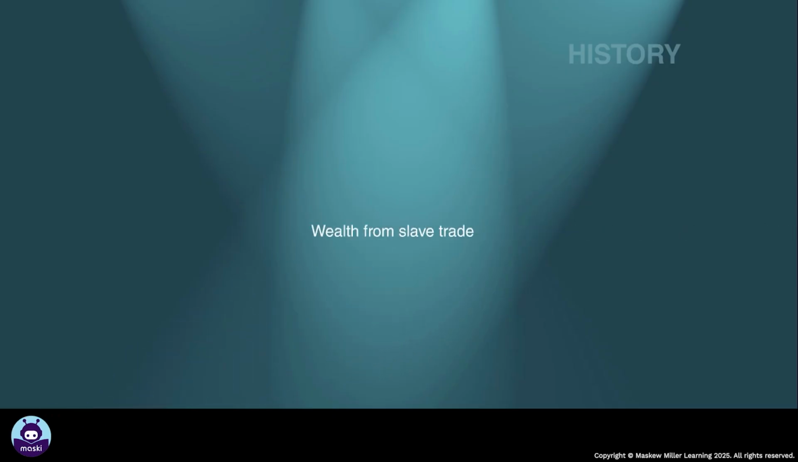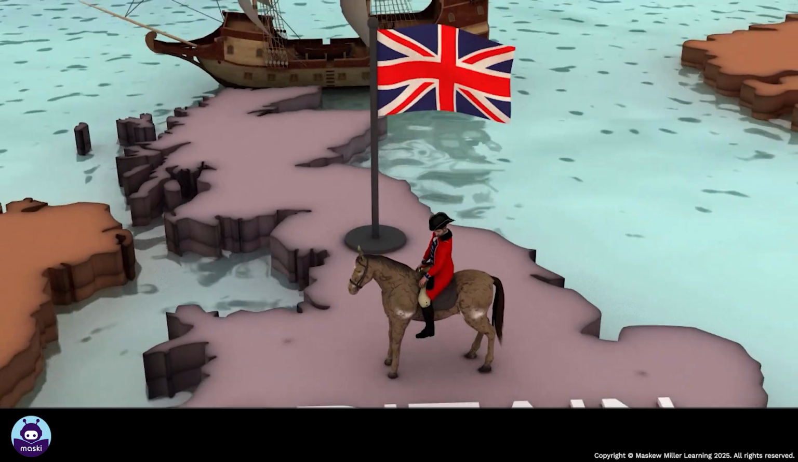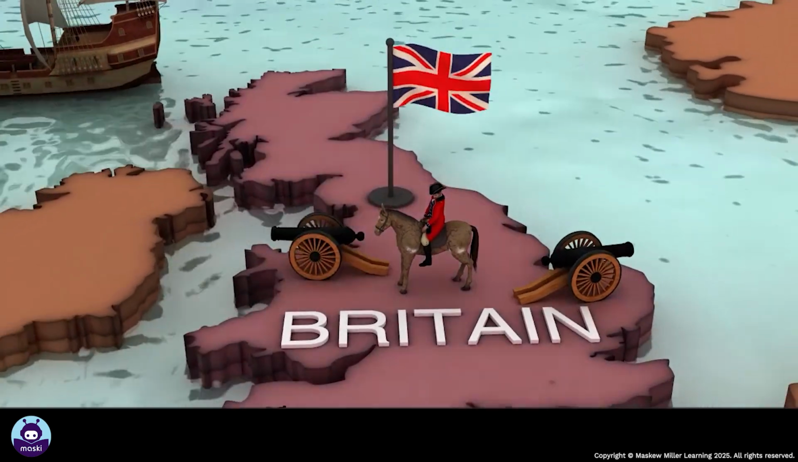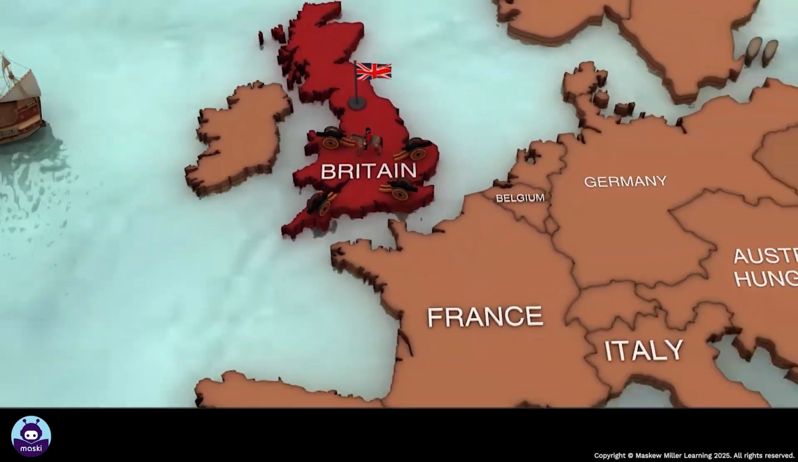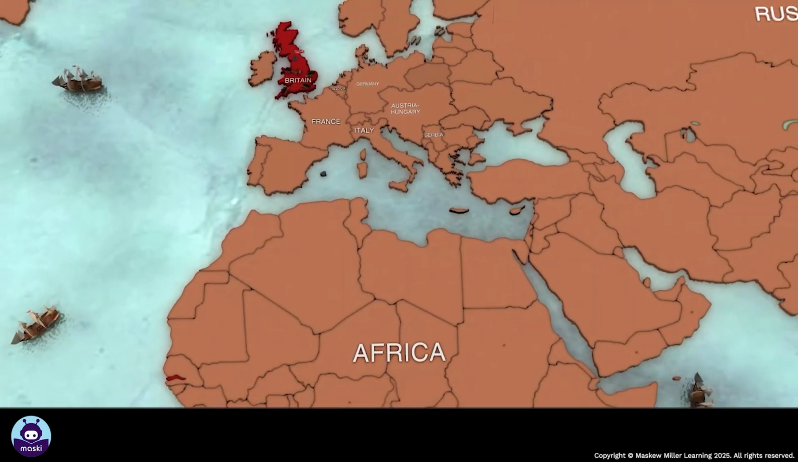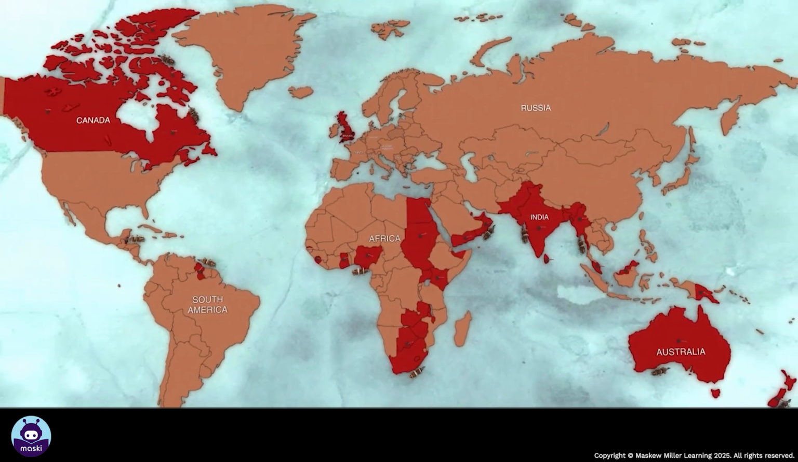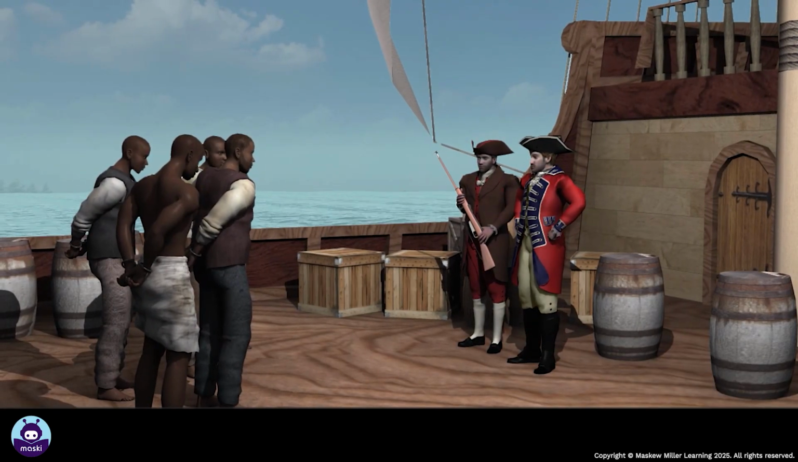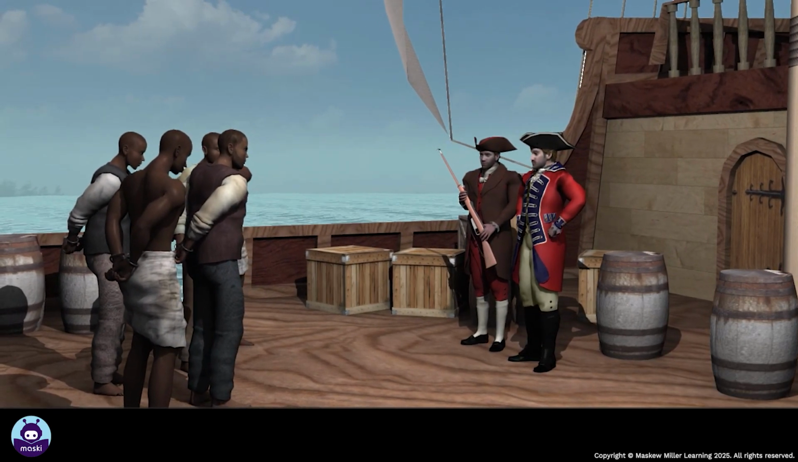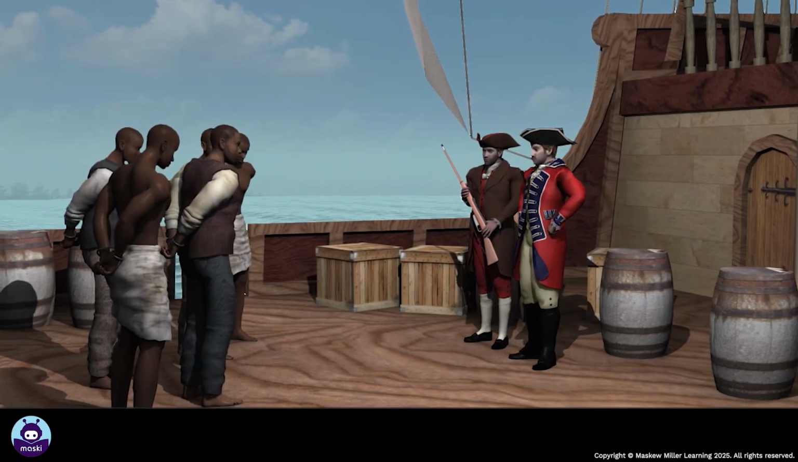Wealth from slave trade. Britain was a powerful colonial force from the 16th through to the mid-19th centuries. During this period, the British established colonies across the continents of Africa and Asia. Apart from the wealth they accumulated or gathered from these conquests, they also made a fortune trading captured natives from various parts of the world.